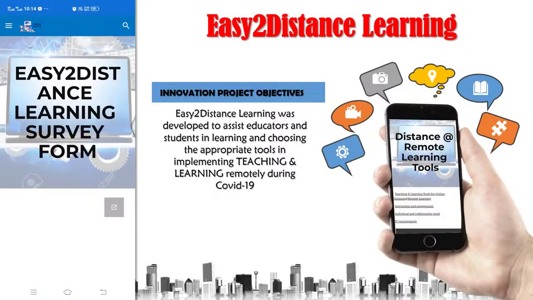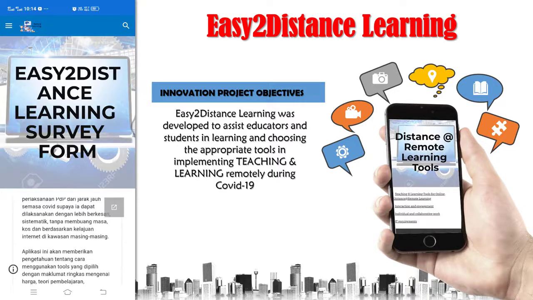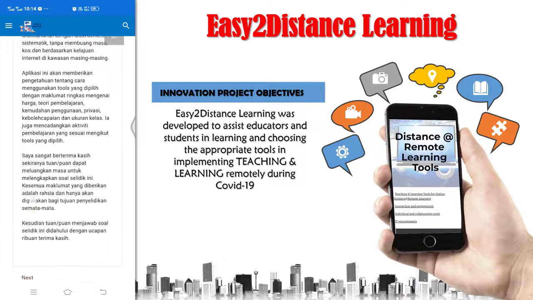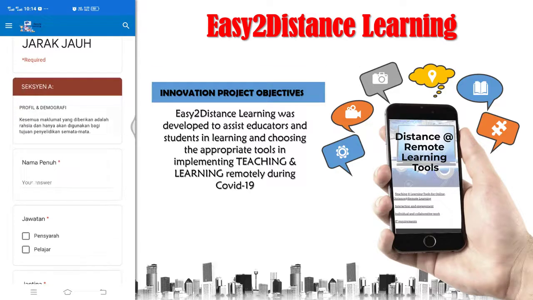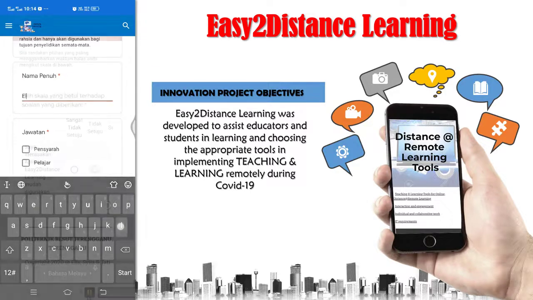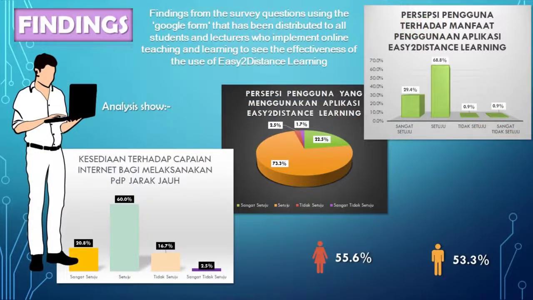This study was conducted to find out the perceptions and interests of lecturers and polytechnic students on using the Easy2Distance Learning application, which assists educators and students in the learning process and in selecting appropriate tools in the implementation of distance learning during COVID-19. Findings from the survey questions using the Google form, which has been distributed to all students and lecturers who implement online teaching and learning, show the effectiveness of the use of Easy2Distance Learning: 60% of users agree that they are ready for internet access to implementing PDP distance.